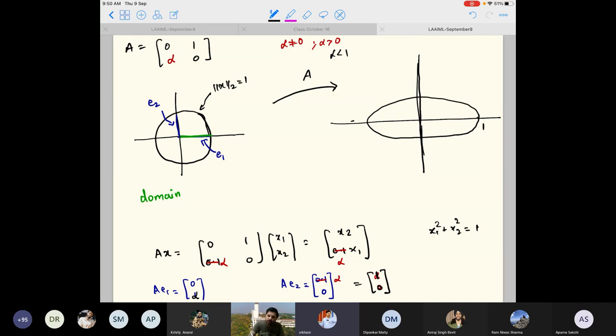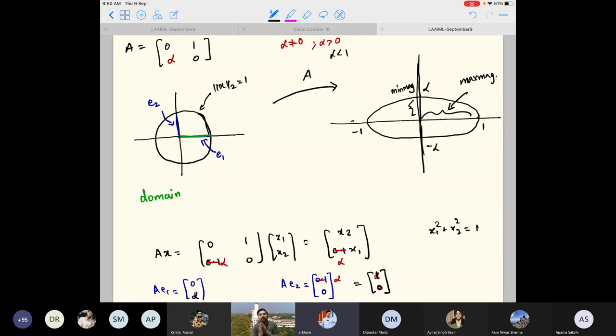So this will be 1, this will be -1. You will have alpha here, you will have minus alpha here. Correct? That's how it will look like. And this is the length of the half major axis. This is the length of the half minor axis. So this is your maximum magnification and this is your minimum magnification, right?